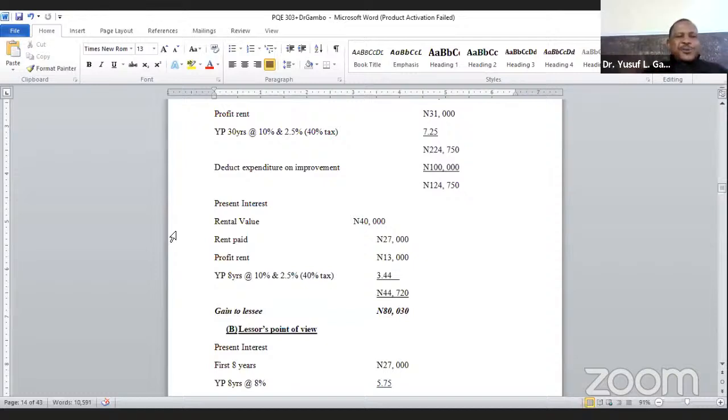In surrender, you use the years. The lease will commence after the expiration of the present one. So since we say present, we'll take our 8%. So the rental value is 40,000 FRV.